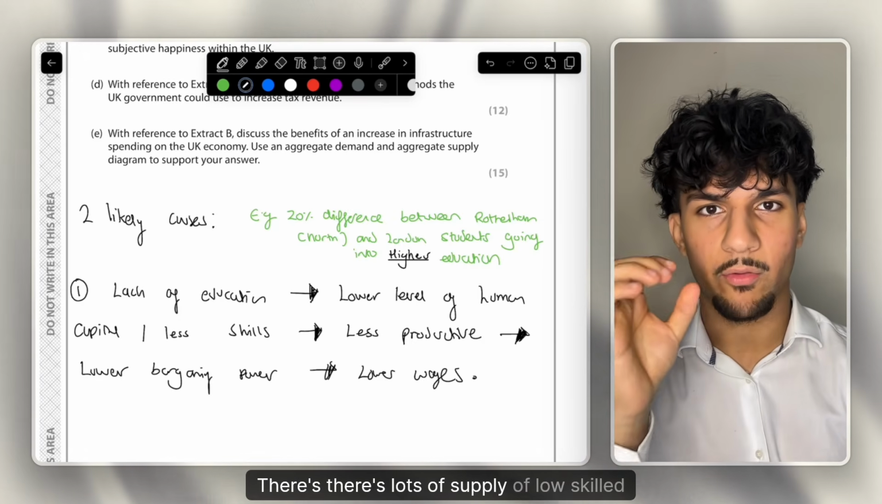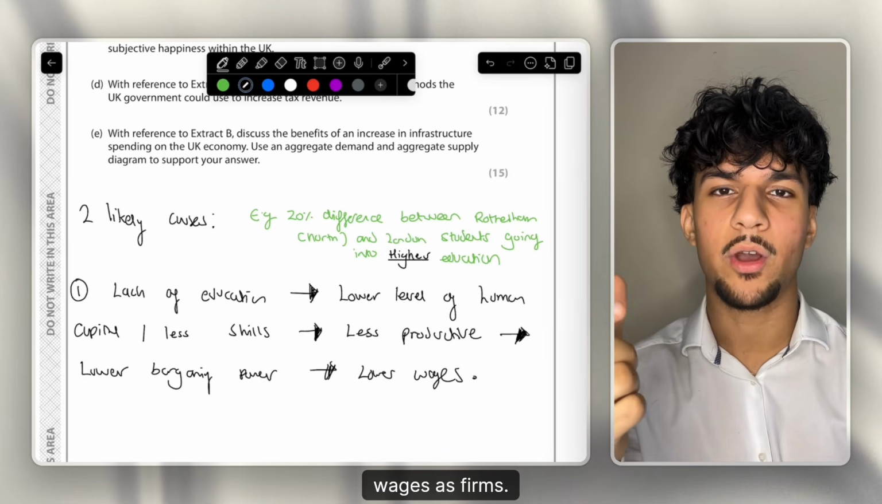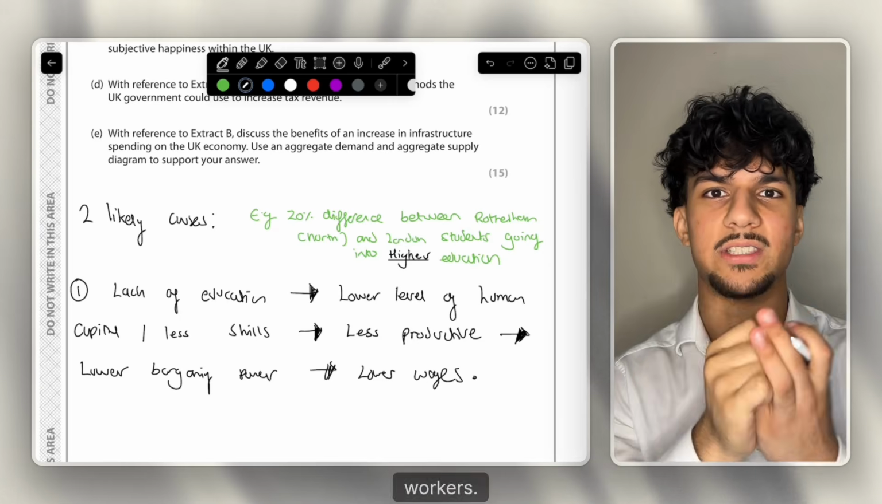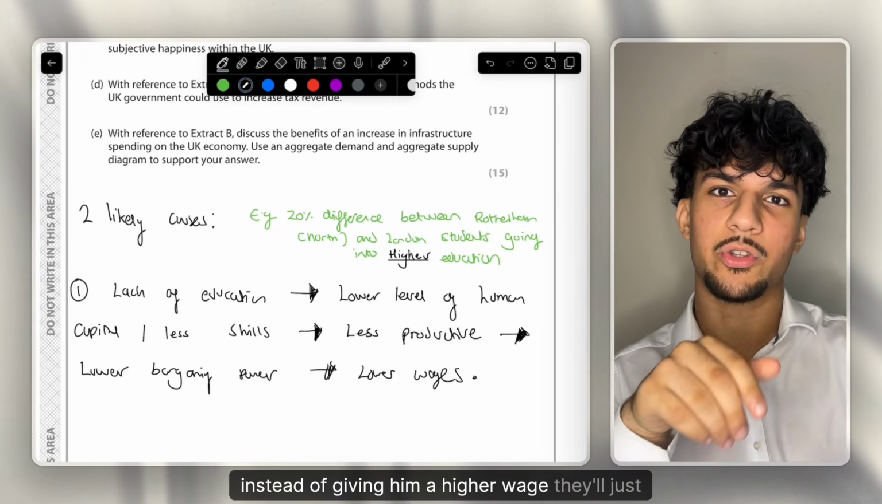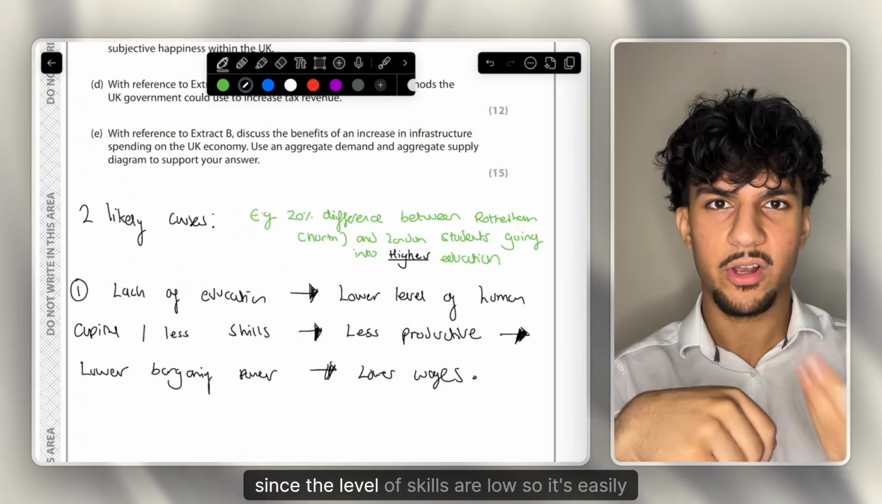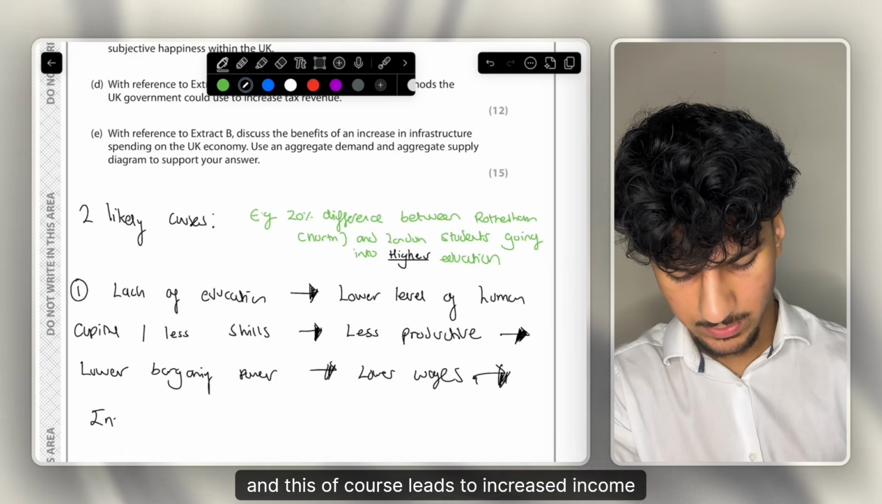There's lots of supply of low skilled workers, thus meaning you cannot demand as high wages as firms, instead of hiring you, will just hire 1 out of the 1,000. For example, McDonald's workers. If a McDonald's worker wants a higher wage, instead of giving him a higher wage, they'll just hire 1 out of the 1,000 people in the line for the McDonald's job, since the level of skills are low, so it's easily replaced. And this, of course, leads to increased income inequality.